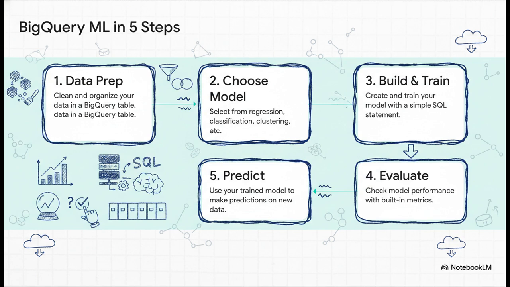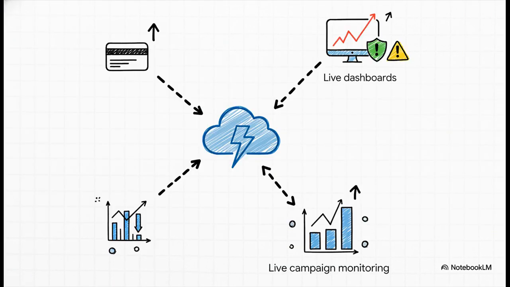You prep your data, you pick a model type like regression or classification, and then you train it, check how it did, and start making predictions. And you're doing all of this with simple SQL commands. It basically puts the power of machine learning in the hands of way more people. An analyst could build a model to predict customer churn on a Monday afternoon without ever having to leave the warehouse. But it's not just about making predictions on old data.